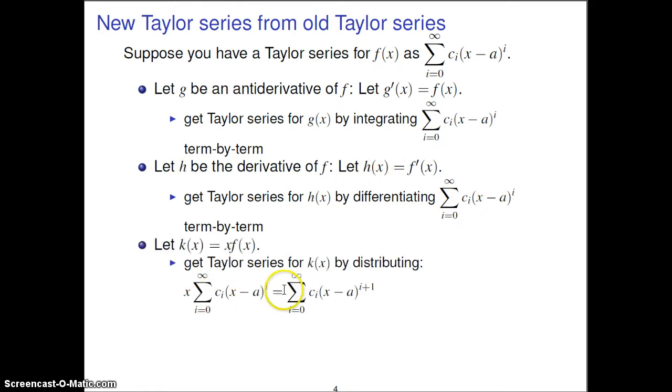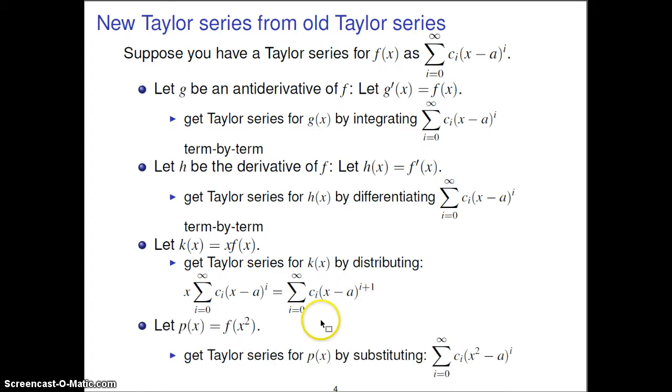And there's a couple other things you can do. Algebra, for instance, let's say you have a function k which is f of x times an x. Well, then you get a power series for k just by multiplying by x, and you can distribute this x all the way in here. And there's a little typo. This should probably just have an x. You'll see in the examples later. And finally, if you had a new function p of x, which was just take your old function and you want to square the input, just substitute.